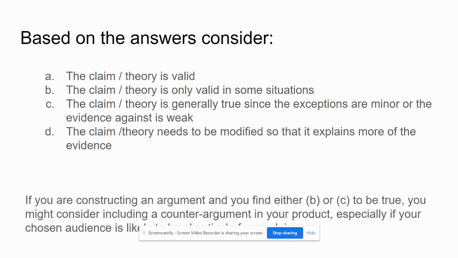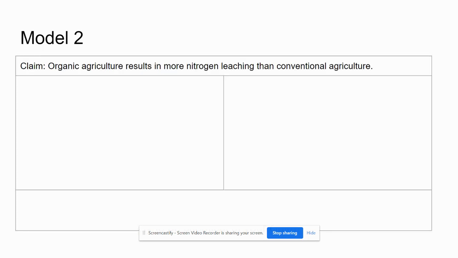If we're constructing an argument and we end up with a claim that's only valid in some situations, or one which has some evidence against it, albeit weak evidence, then especially if we have a potentially skeptical audience, we may want to consider including a counter-argument. So let's look at how we might go through this process and then decide on the counter-argument.